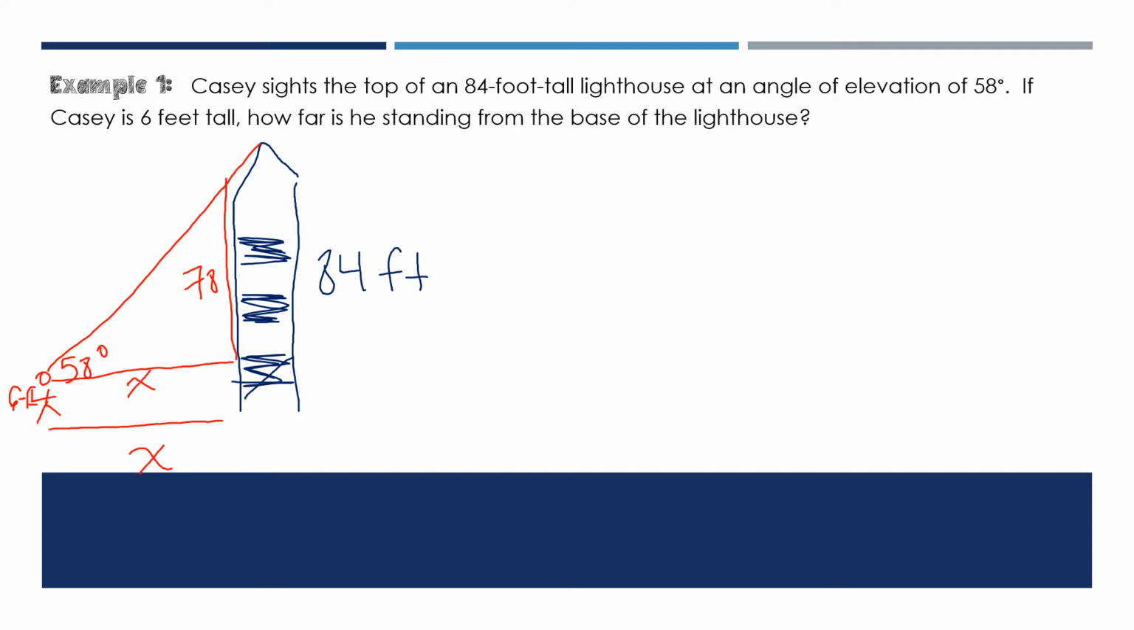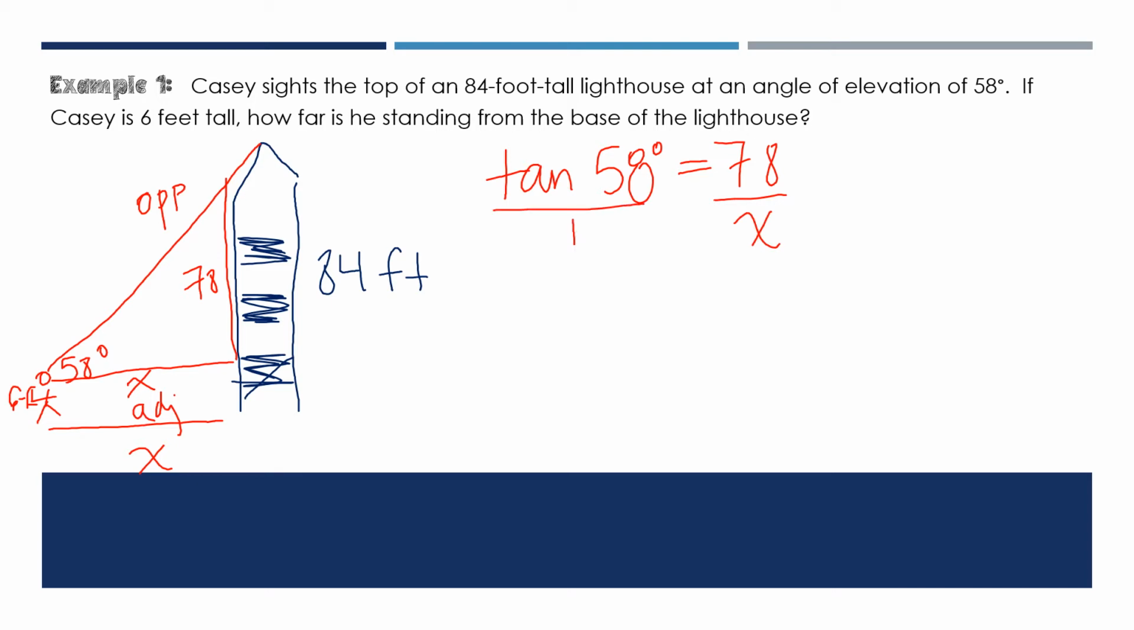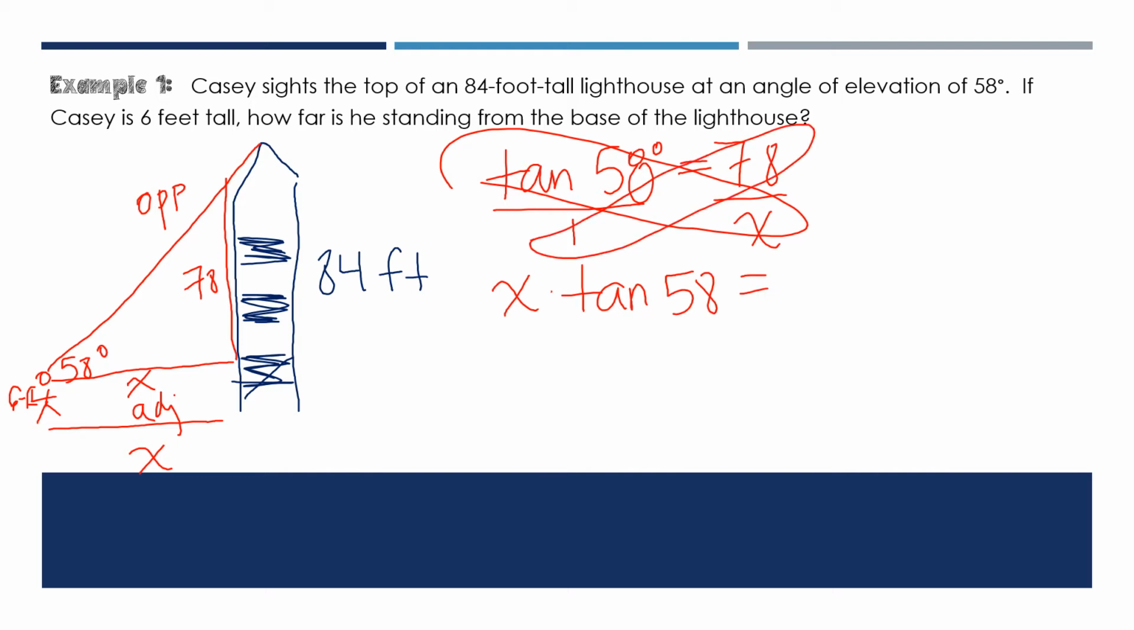So if we're looking at this picture, from the 58-degree angle, 78 is the opposite leg and x is the adjacent leg. So we are going to use tangent of 58 degrees equals our opposite, which again is 78 because we had to take the 6 feet out of the 84, over what we're looking for, which is x. I would suggest setting up a proportion and cross multiplying: x times tangent of 58 equals 1 times 78, which is 78, and then divide both sides by tangent 58.